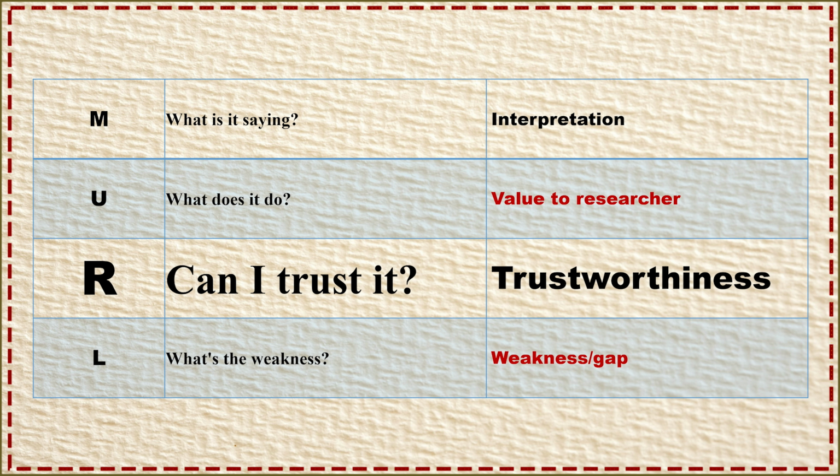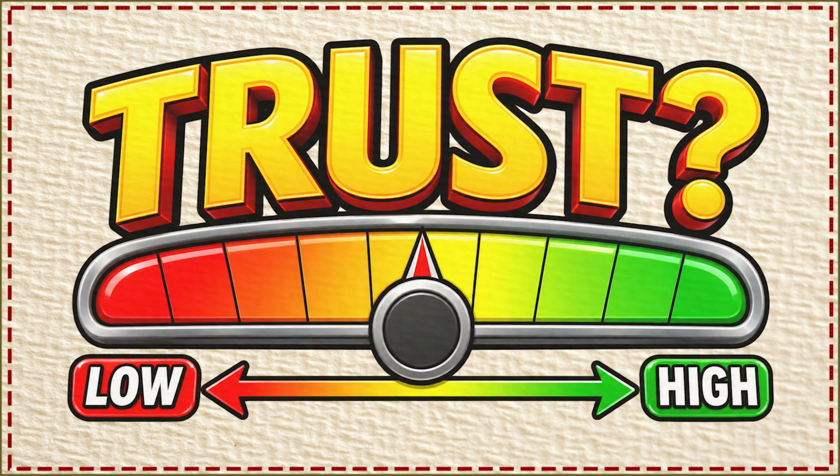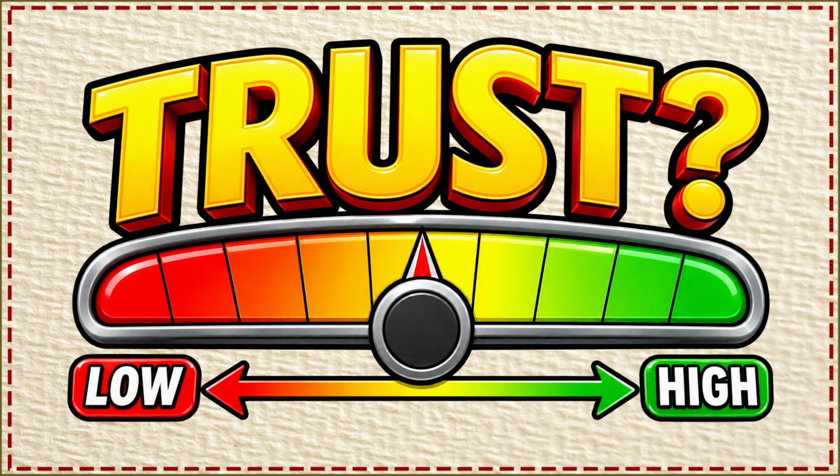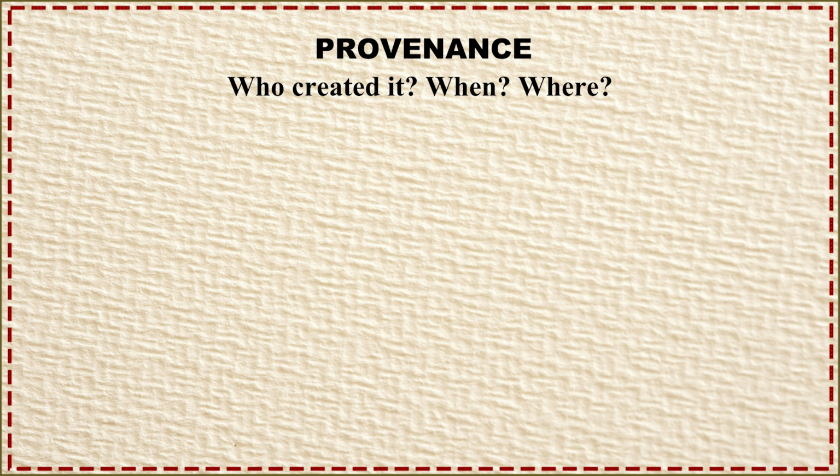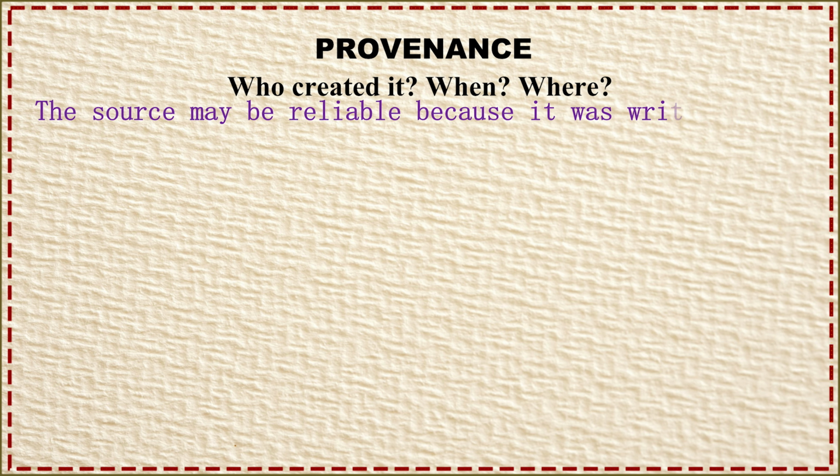R is for reliability. Can I trust it? What makes this source believable? Ask yourself, who made this source and why? That's the real test of trustworthiness. Things to consider include provenance, that is the origins. Who created the source? When was it created? Where was it created? Under what circumstances was it created? For example, the source may be reliable because it was written by a participant who witnessed the events.